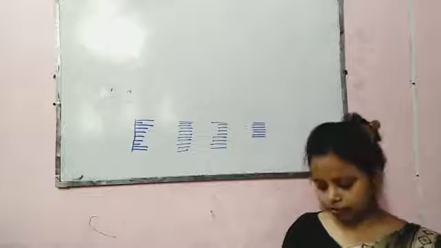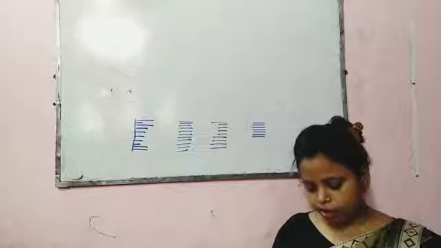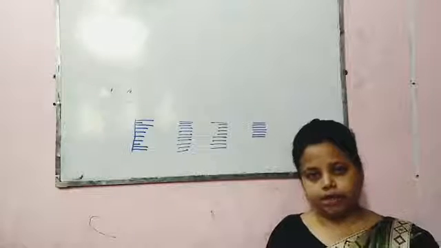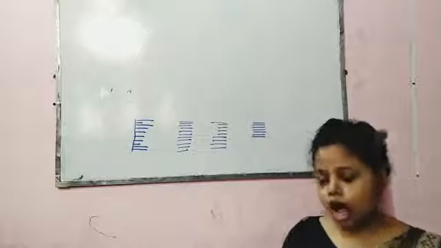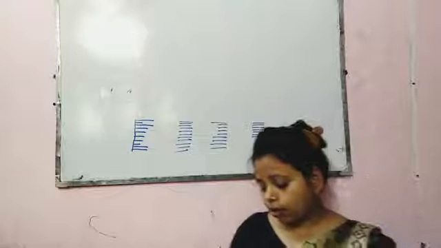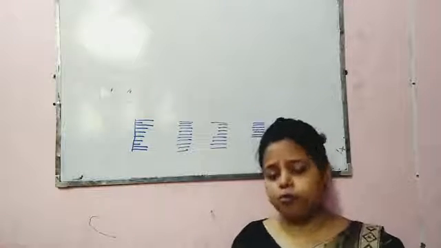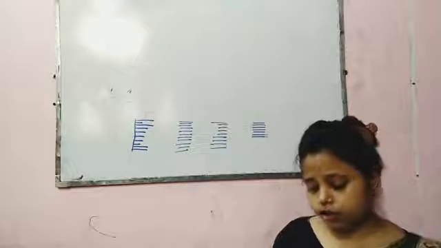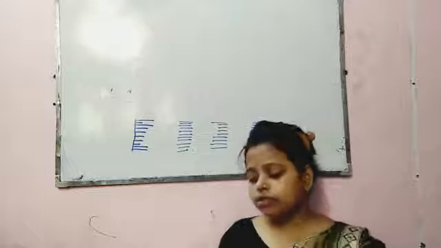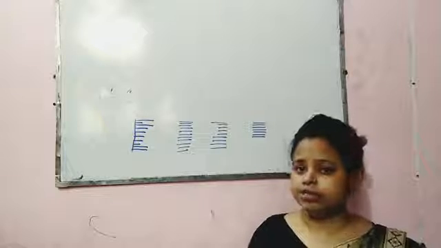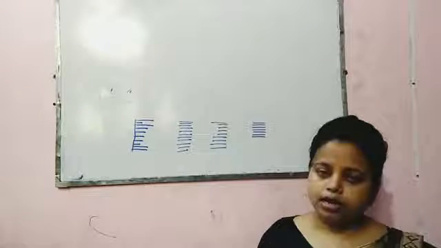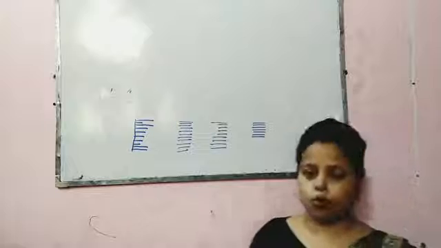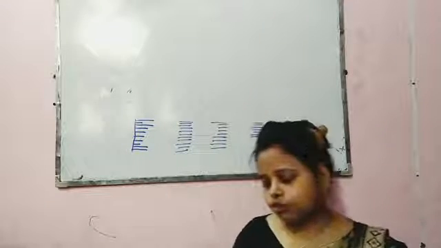Afterwards, how to align? You will go to the Home tab, Paragraph option, and there will be alignment. You can use it. Afterwards, changing text color. Students, if you have written something, what will you do? You will go to the Home tab, Font Color, and choose it.